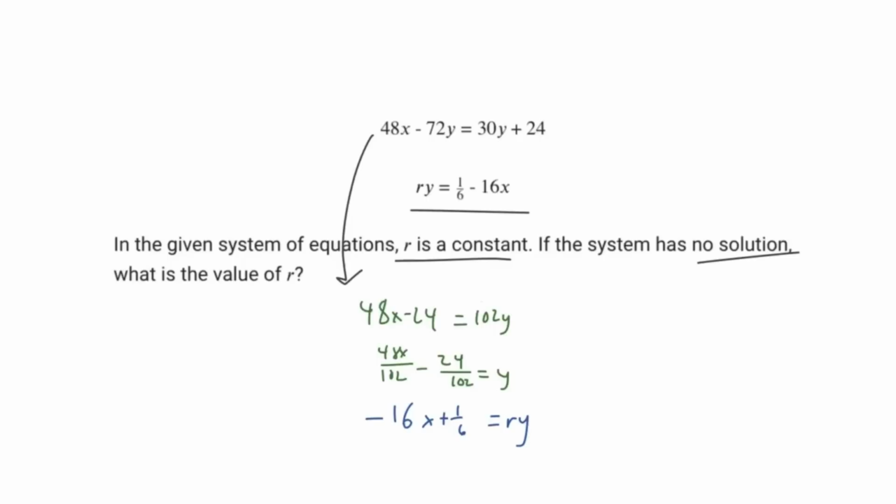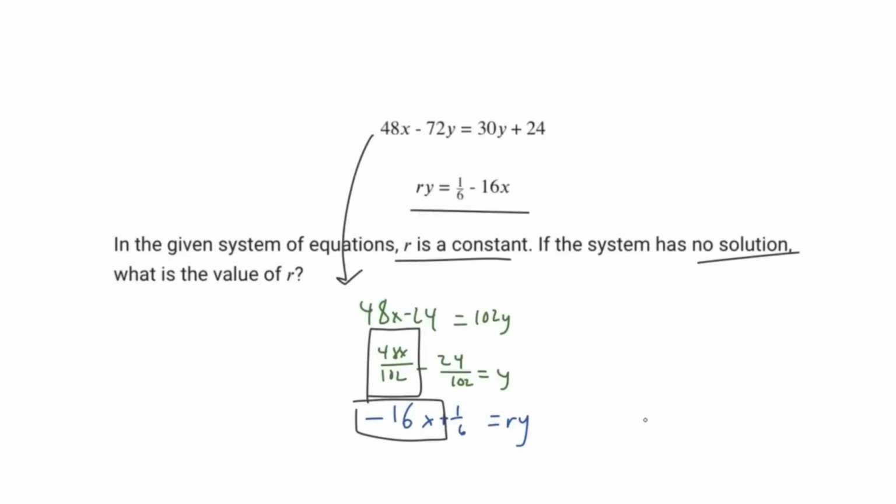So this is important because we want to know the actual slopes, right? Our slope here is 48x over 102, and this one over here is negative 16x. When you talk about a system with no solution, that means the lines don't intersect. In a system of linear equations, the only way that those two lines don't intersect is if those lines are parallel, right?